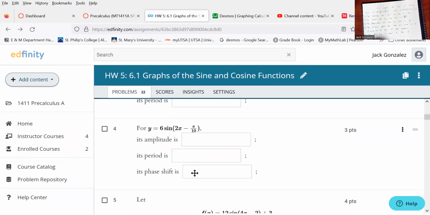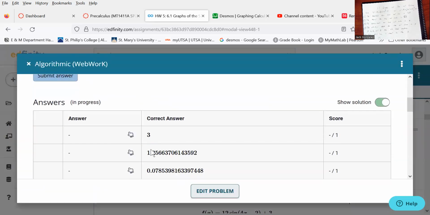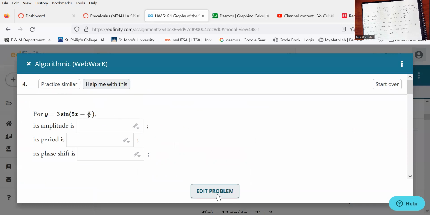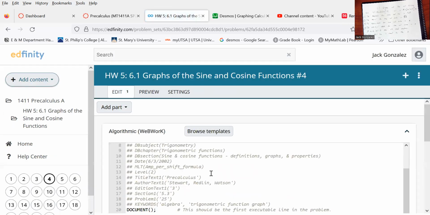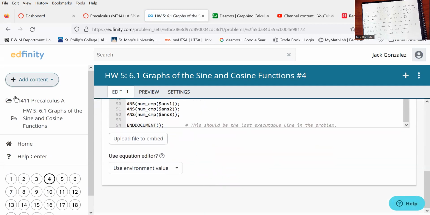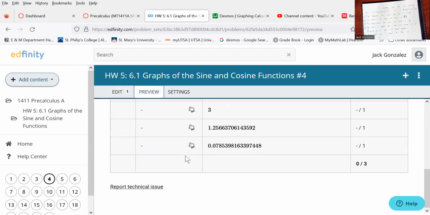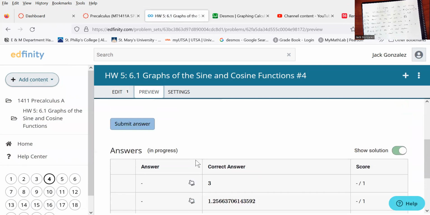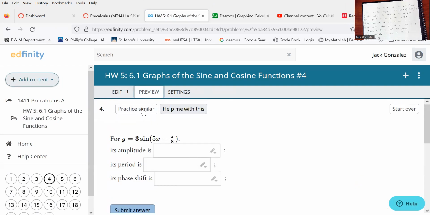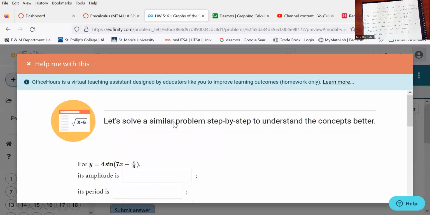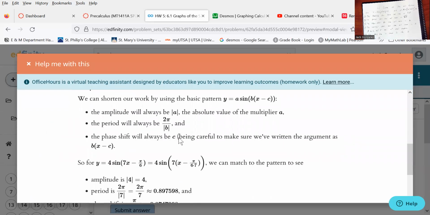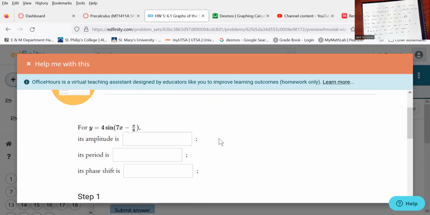So this is example 1, problem 4 from the homework. I'll go ahead and open it, that way we can check ourselves. Here we go. We'll use this one so we can check our stuff.